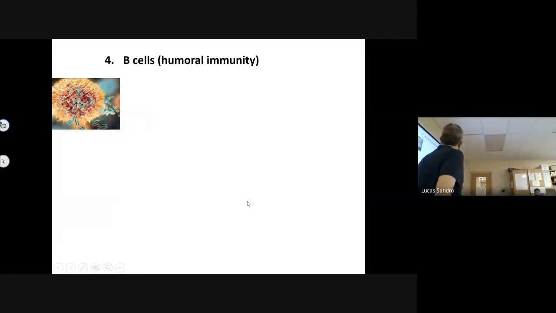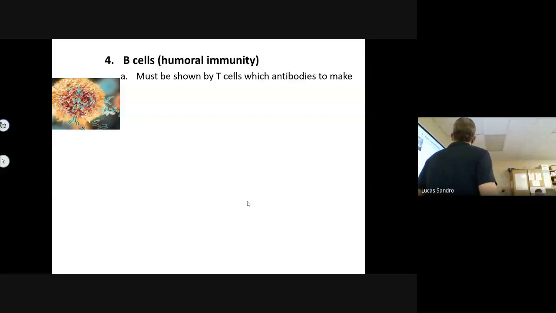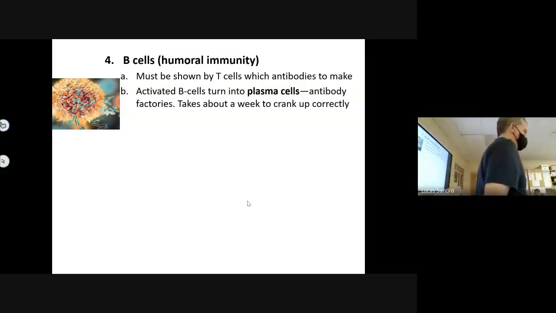what happens here is that your helper T cells basically tell the B cells what the antigens on the bad guys are. And the B cells are going to turn into, because of the interleukin-2, sort of an oversized cell called a plasma cell. The plasma cell is going to start spewing out antibodies.